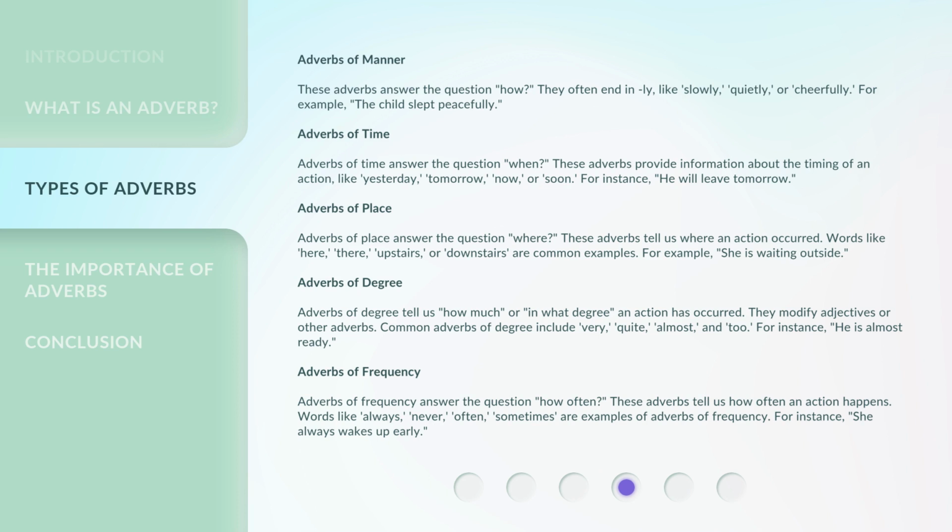Adverbs of frequency. Adverbs of frequency answer the question, how often? These adverbs tell us how often an action happens. Words like always, never, often, sometimes are examples of adverbs of frequency. For instance, she always wakes up early.